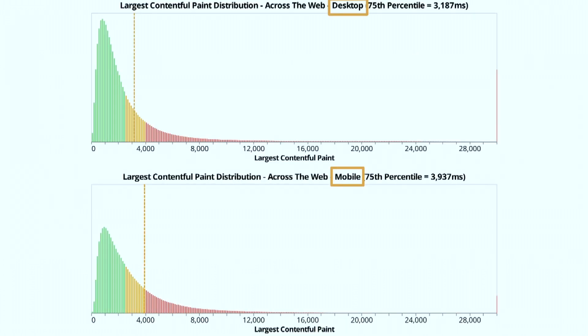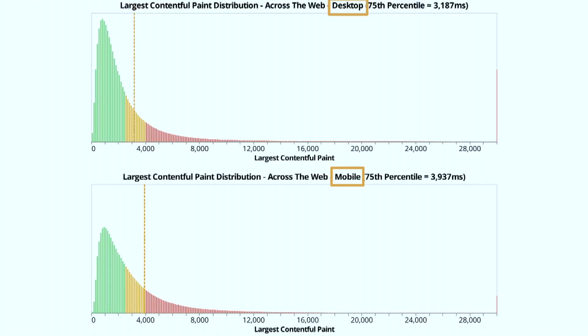Slice and dice by the same device type, so desktop on top, mobile on the bottom. And again, we see vastly different experiences between desktop and mobile. Desktop is getting towards the golden realm, the green realm, at about 3.1 seconds at the 75th percentile, whereas mobile is right on the cusp of being bad. It's 3.9 seconds. So your experience matters by the device that you're using, which seems obvious, but it's good to enforce that point.